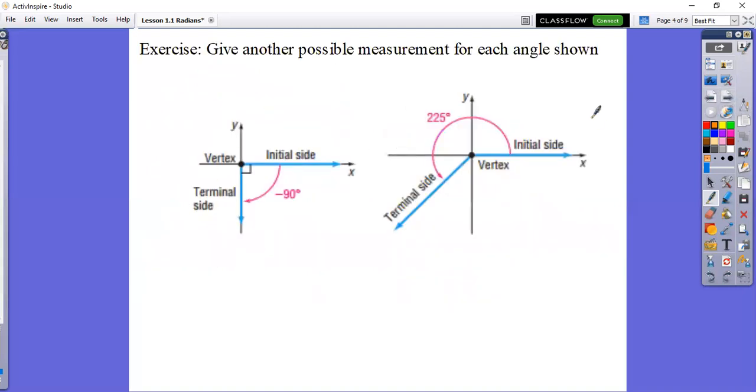All right, so we're just going to look at a quick example, give another possible measurement. So this angle was negative 90 degrees because I went clockwise 90 degrees. So one other way that I could do this is I could go counterclockwise instead. And that would be how many degrees? Good, 270 degrees.